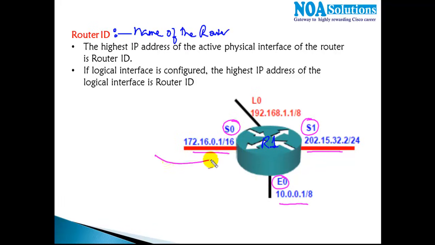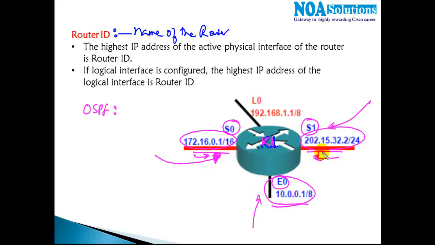Now by default, if I'm coming from this side, router 1 will be identified with this address, and if I'm coming from this side, this router will be identified with this address, and if I'm coming from this side, this router will be identified as 10.0.0.1. It depends upon the direction, the name of the router changes by default. This is what generally happens in EIGRP. So when we come from here, this will be the router name. If you come from here, this will be the router name, and if you come from here, this E0 interface IP will be the router name.